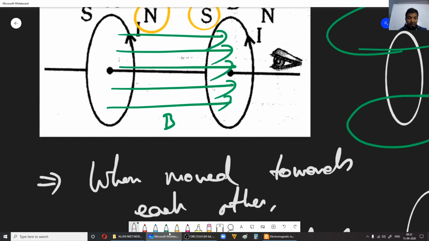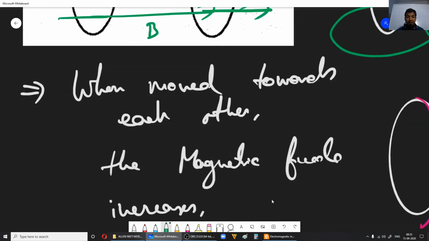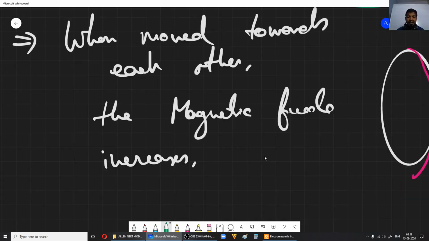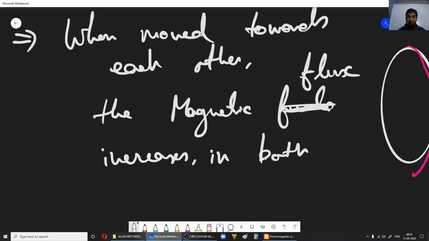Magnetic field is entering loop A, correct, and you can see that it is leaving loop B like this, fine. So please imagine that way. So when moved towards each other, the magnetic flux increases in both the coils, is it not? The magnetic flux increases in both the coils, correct.